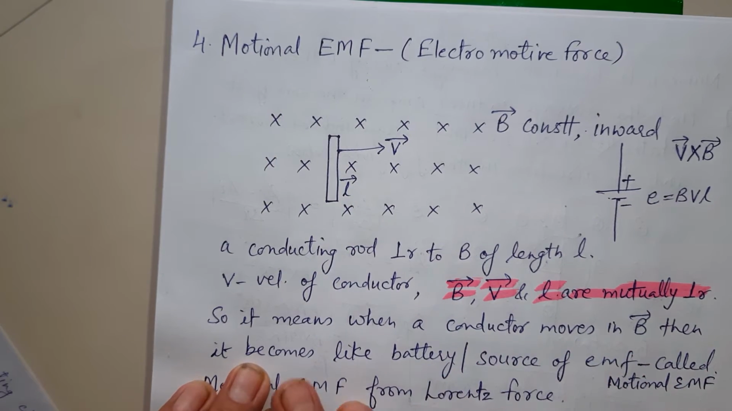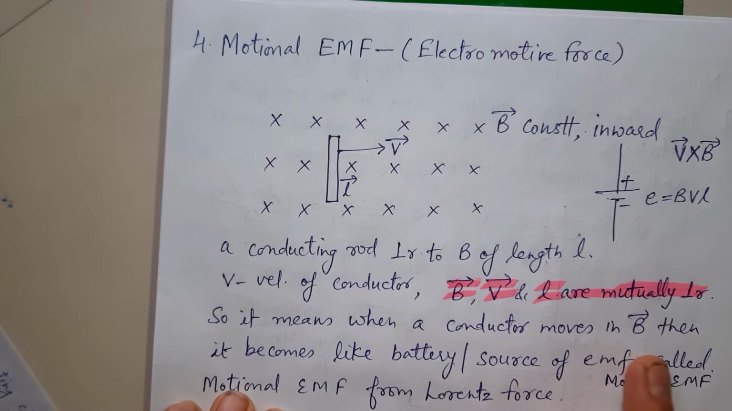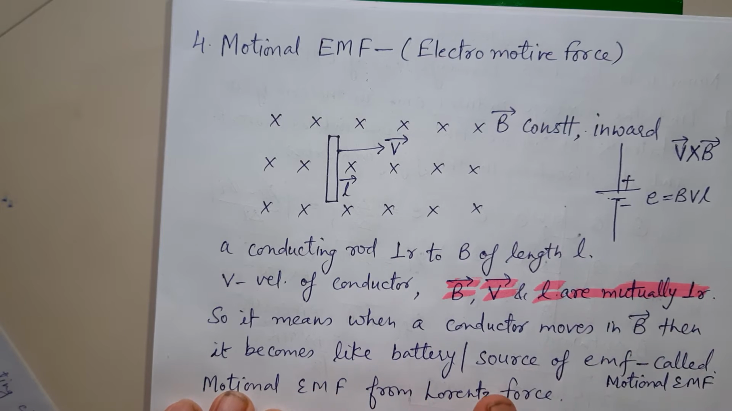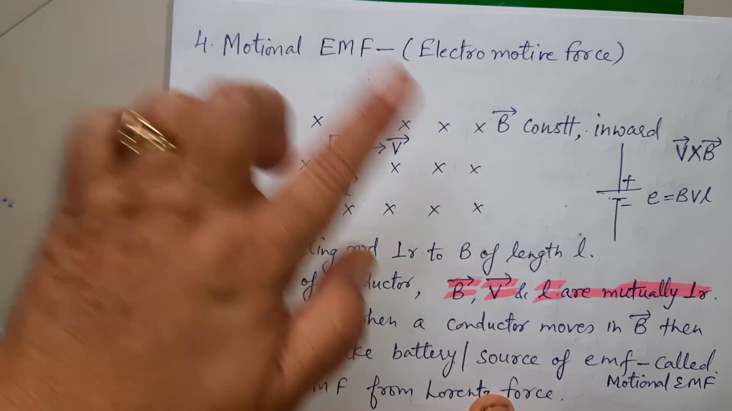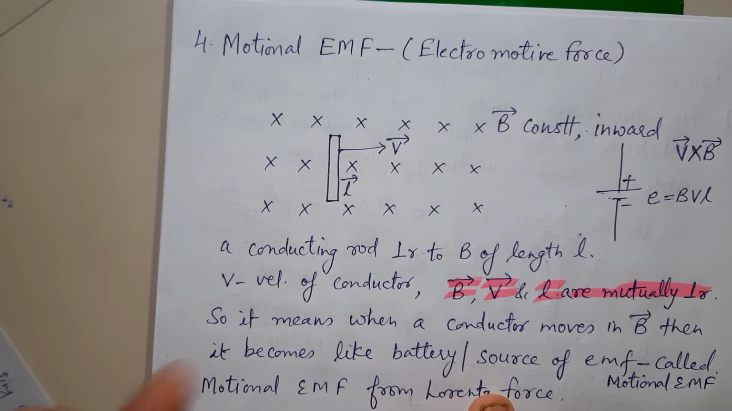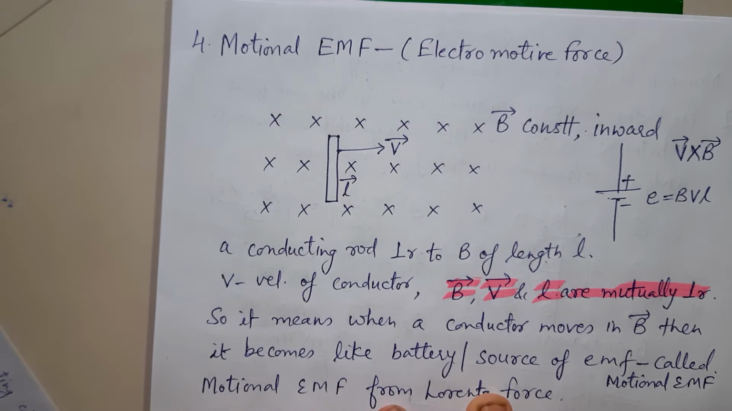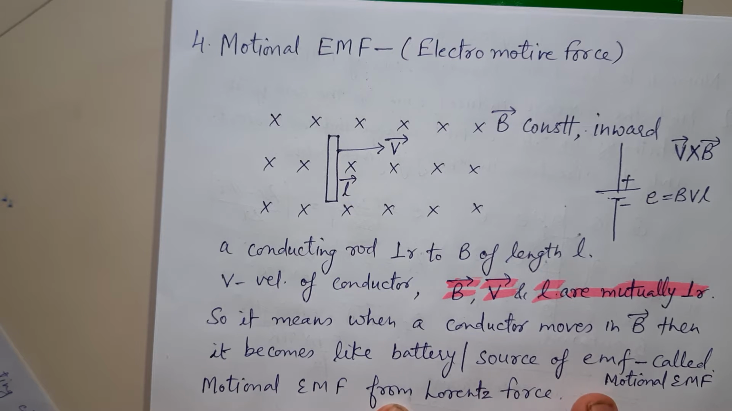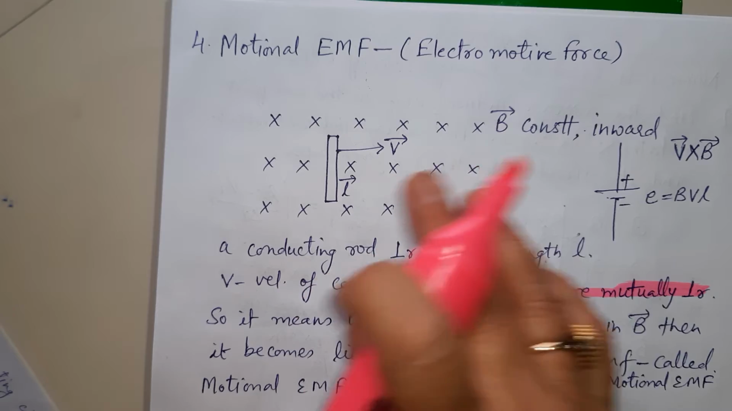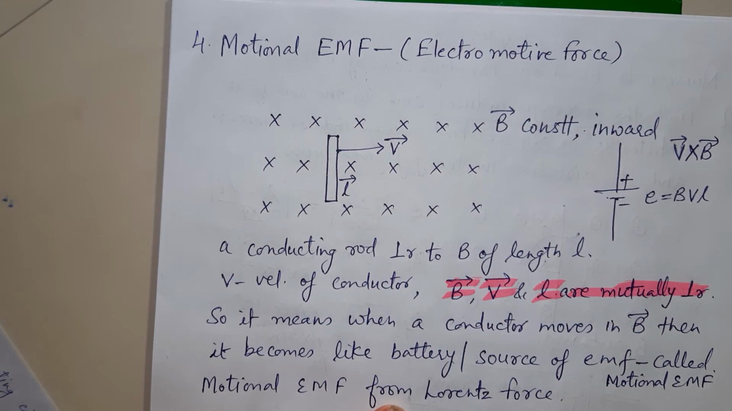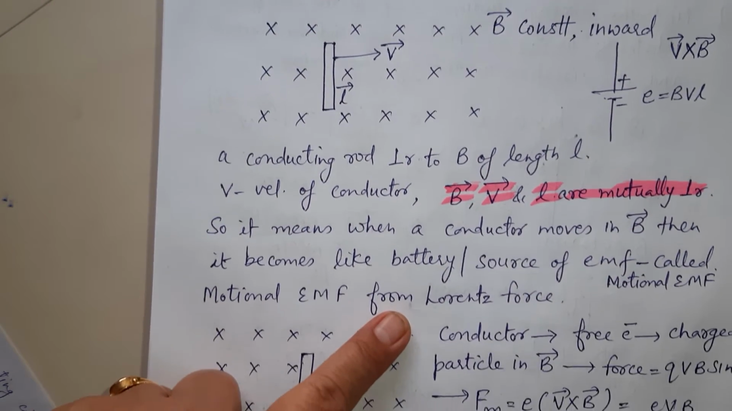So when a conductor moves in a magnetic field, it becomes like a battery, because there is current without any battery. Whenever a conductor is moving in a magnetic field, it becomes a source of EMF. This EMF is called motional EMF because it arises due to motion of the conductor. So let us see what happens actually.